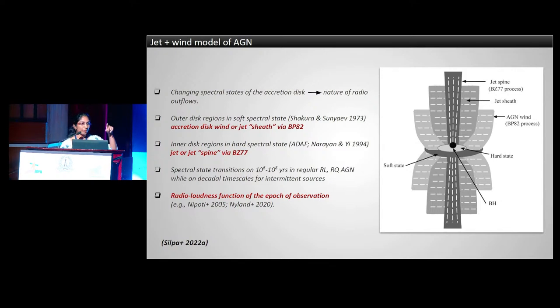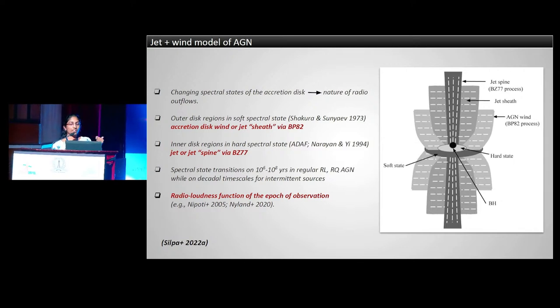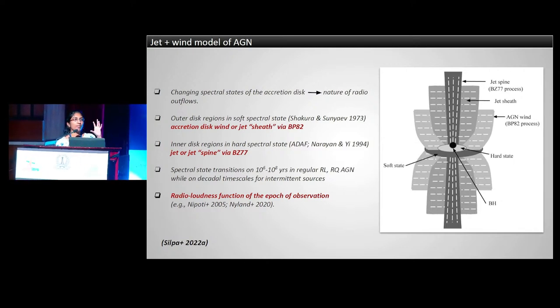I'll just take 1 minute to round up. Its implications are that radio quiet AGN are the ones in their soft state launching winds and suppressed jets. Radio loud ones are in their hard state, which are launching powerful jets, and radio intermediate ones are having very fast transitions, such that you may always see a moderately powered jet plus wind combination in them.